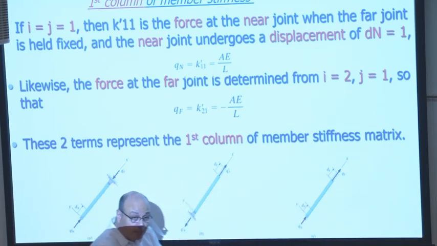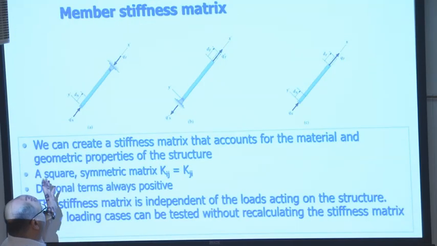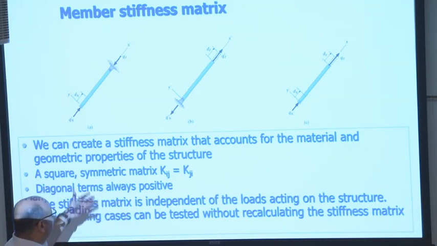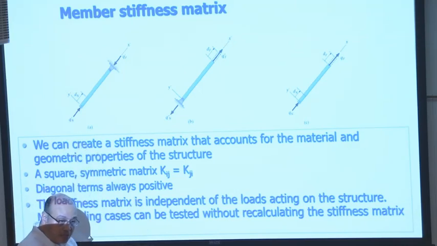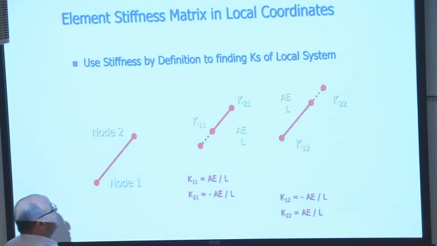And with that, we complete the first step, which is identifying the stiffness matrix in the local coordinate system. And as we talked earlier, the diagonal is going to be positive, and it is a square matrix, as you can see.